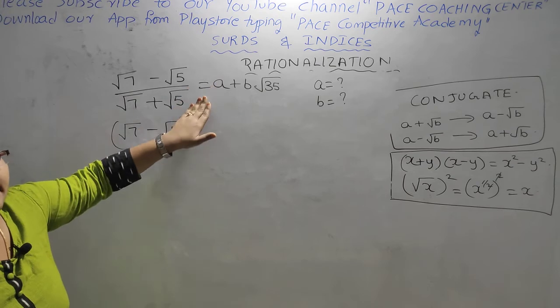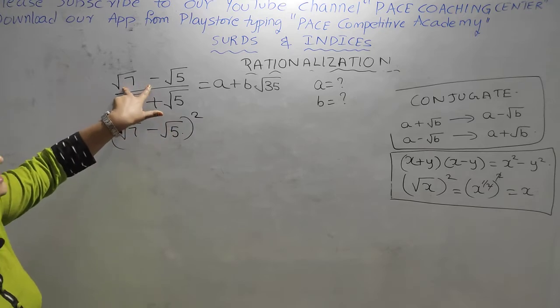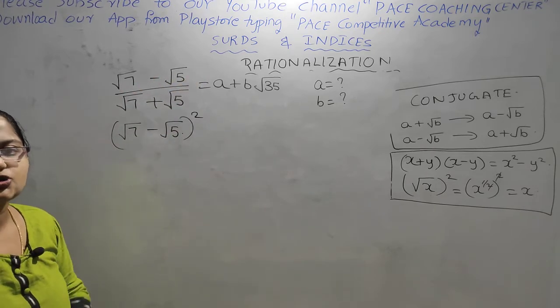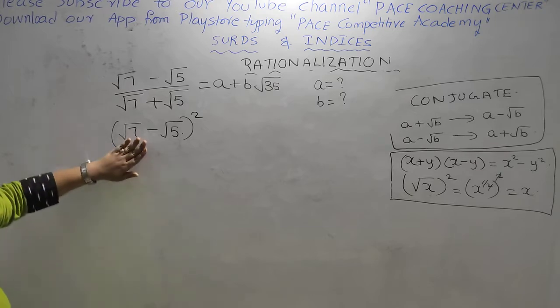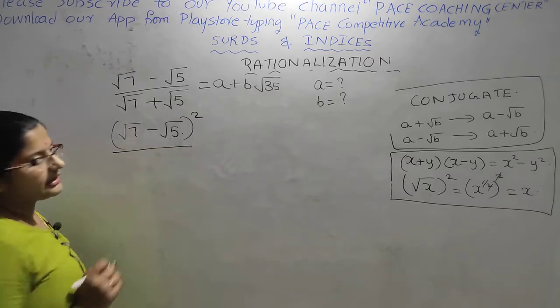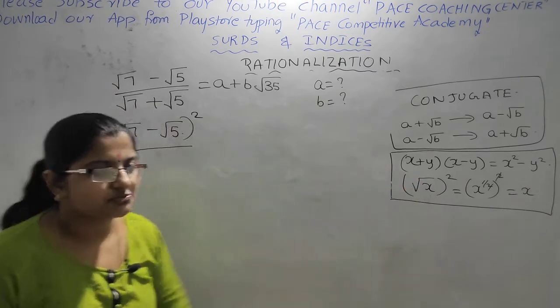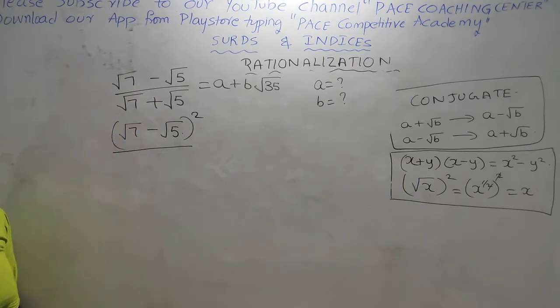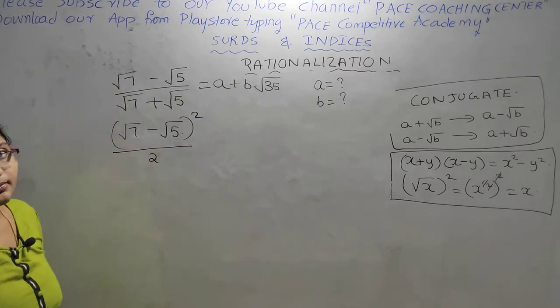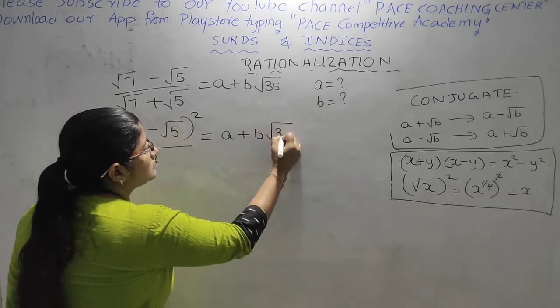You need to multiply and divide with root 7 minus root 5. In the denominator, root 7 minus root 5 is already present. So root 7 minus root 5 into root 7 minus root 5 is root 7 minus root 5 whole square, divided by, as I have already told you, in the denominator you will always be left with x square minus y square, which is root 7 square is 7, root 5 square is 5, 7 minus 5 is nothing but 2. This is equal to a plus b into root 35.